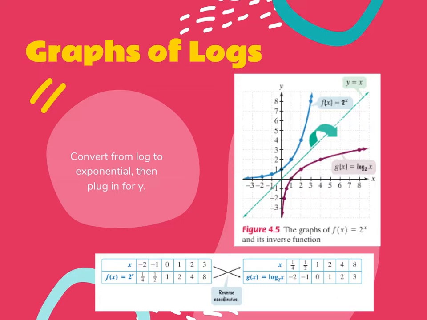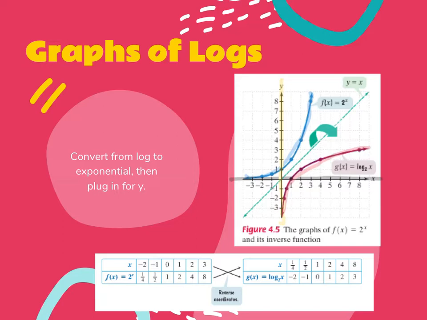So over here on my graph, the blue line is an example of our exponential graph. Remember, the exponential graph had a horizontal asymptote, which was the x-axis, and it was y equals 0. Now our log graph, which is over here in red, is going to have a vertical asymptote, and that's going to be the y-axis, and that equation is going to be x equals 0.